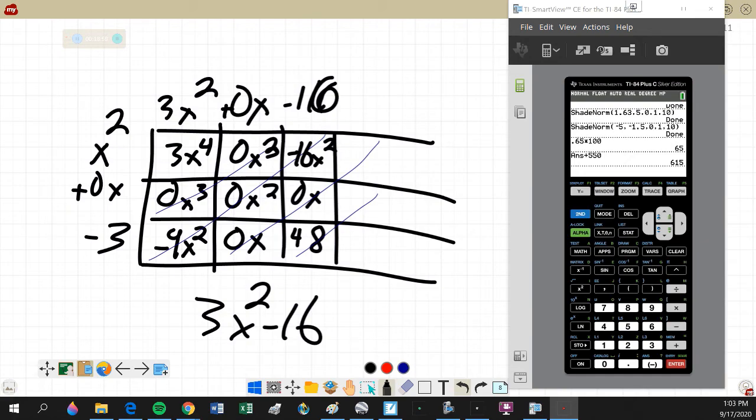Okay, look at number 14. How many rows will number 14 have? 4. X to the third, 0x squared, 0x, and 1. And the same thing with 15. You'll just have a 0x row.